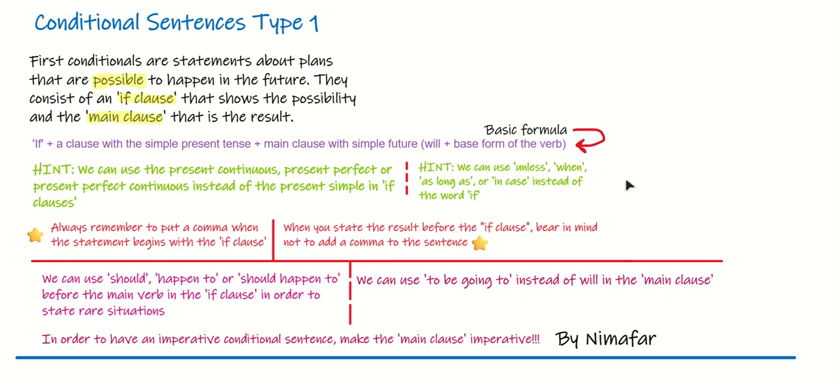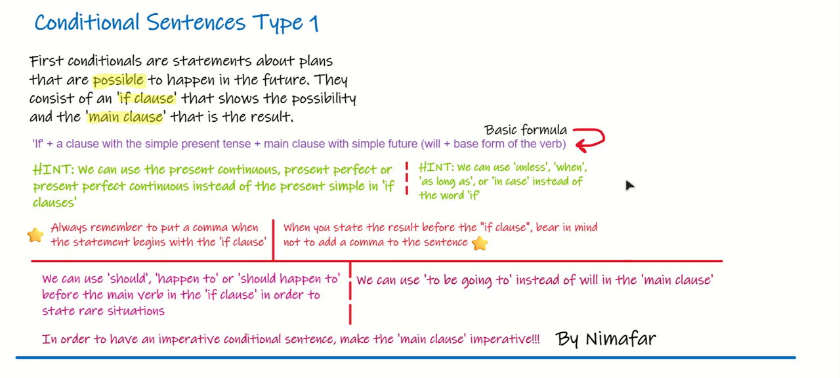Conditional sentences type 1 are the first and the easiest type of conditional sentences. So now let's see what conditional sentences are, and specifically what the first type is. First conditionals are statements about plans that are possible to happen in the future. They consist of an if clause that shows the possibility and the main clause that is the result.